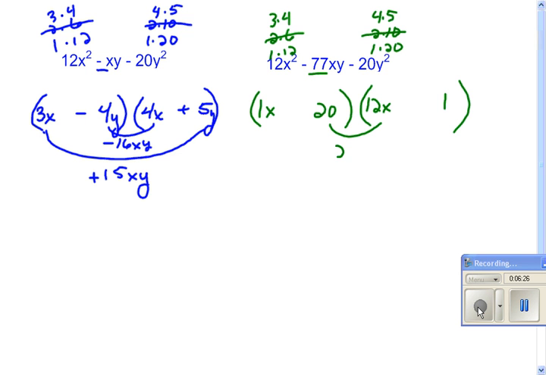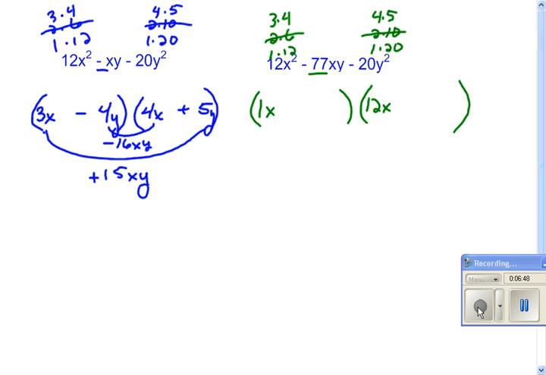And now I see I have 240 and I have 1. Well, that is not going to give me a 77. So, okay, that didn't work. So I have to change one of them. And I don't really know which one I'm going to change. So at that point, I'm guessing. Okay, so I'm going to guess to change the 20.